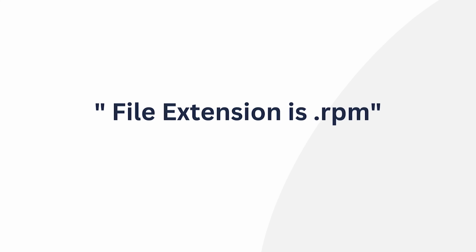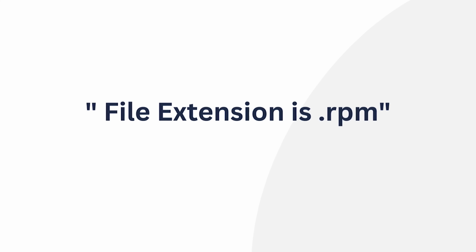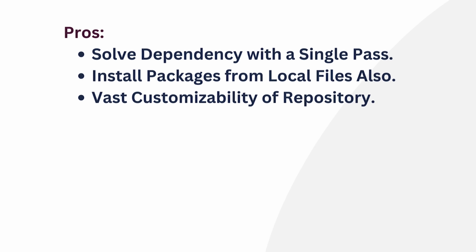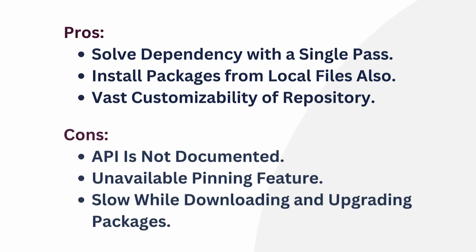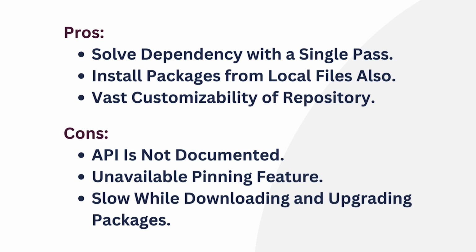YUM acts as a frontend for the RPM backend and manages .rpm packages. It excels in installation, removal, automated updates, and dependency resolution, using built-in verification tools for current package installation with efficient repository management. Though adept at solving dependencies and enabling extensive repository customization, it faces limitations, such as an undocumented API, the absence of a pinning feature, and occasional slowness during downloads and upgrades.